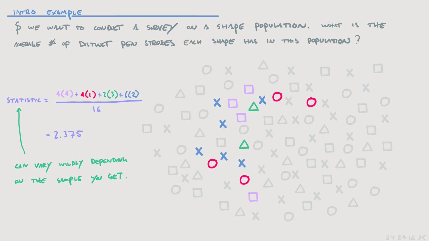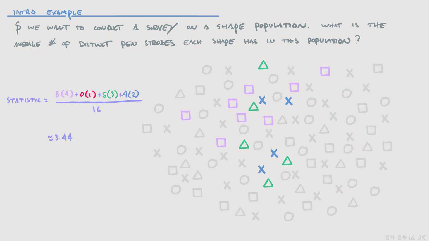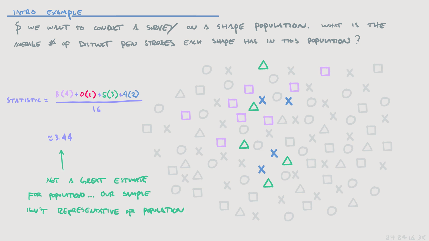The problem is that this can vary wildly depending on the sample that you get. For example, maybe in this case, I didn't select any circles. I got 8 squares, 5 triangles, and 4 crosses. My statistic here is 3.44. So we'd be using this statistic to estimate the parameter for the whole population. What we'd be saying based on this study is that the average shape in our population has about 3.44 pen strokes. But obviously that's pretty far off. It was 2.42 from before. And so this isn't a great representation of the population.